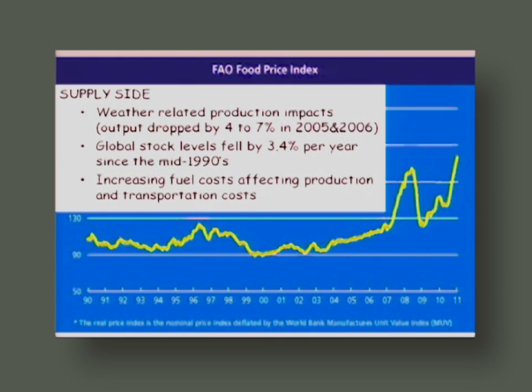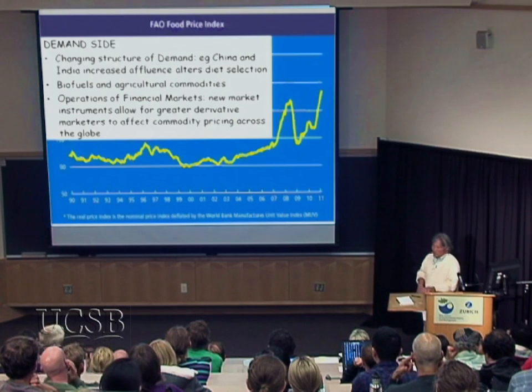So in the 8 most productive regions of the world, we saw a 4 to 7% drop in production from 2005 to 2006. So that impacts the stock of available cereals and other commodities, so that the global stock levels fell quite considerably in the last 20 years. And then in addition, the linkage to increased fuel costs, which affects operations and transportation, was quite dramatic in causing the prices of food to go up.